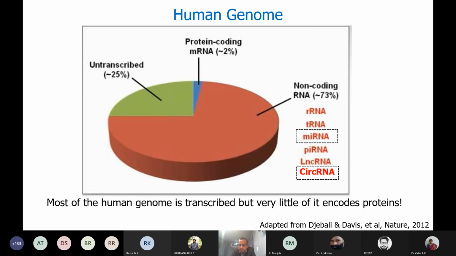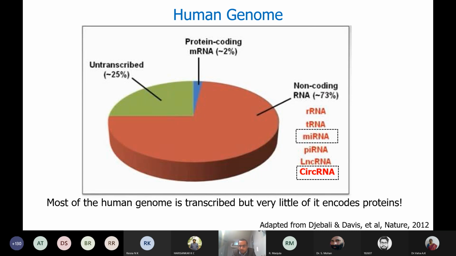So before getting into our research, I wanted to quickly emphasize, if you look at this cartoon, this is the human genome, and only 2% of it encodes for proteins. For a long period of time, people thought there was a lot of junk DNA sitting there that doesn't have any function. But thanks to novel technologies like RNA sequencing, we now know that there's a lot of DNA molecules.